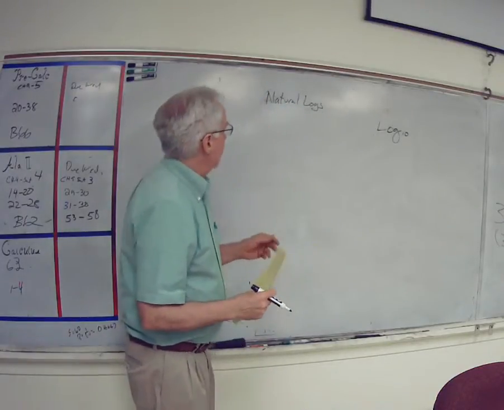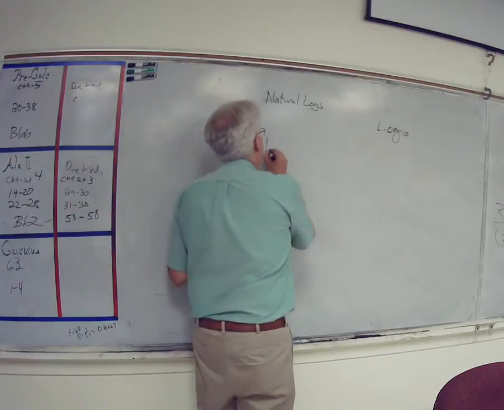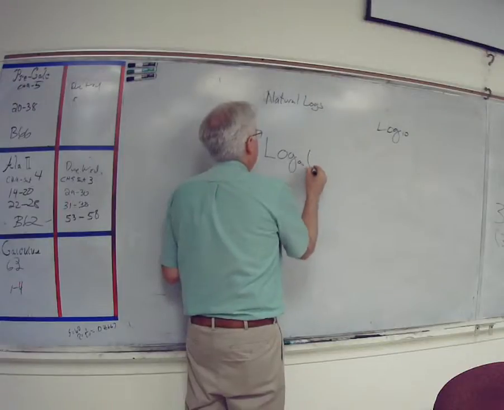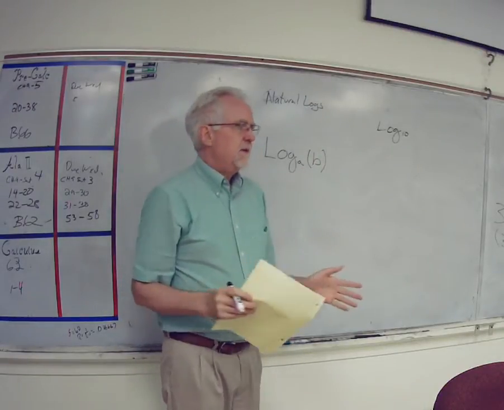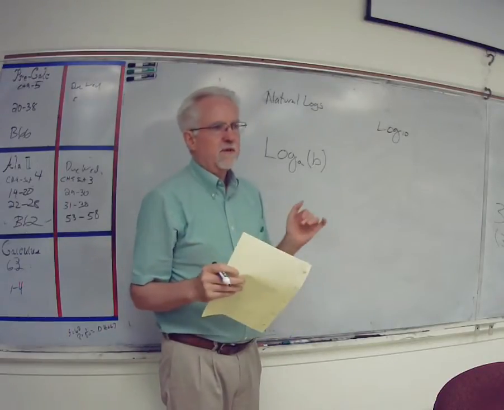Okay, guys, today we are going to look at natural logarithms. Now, remember, in general, we have a log base A of B, and A is the base, right? And A can be anything. A can be 3, 4, any integer. A can be 5, 7, 10, whatever you want.